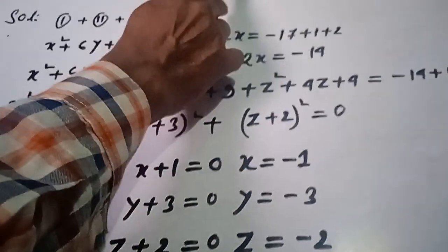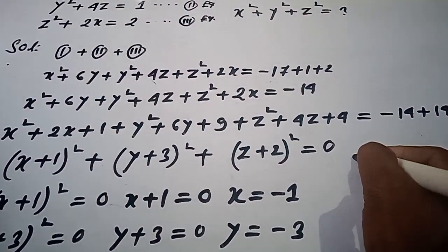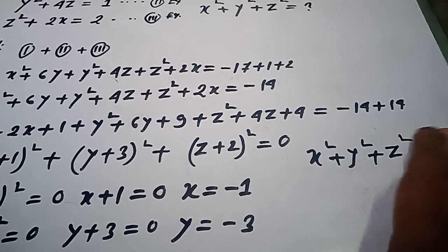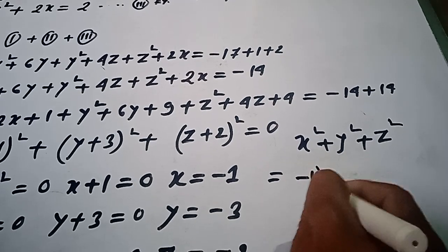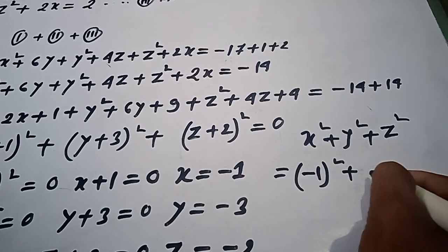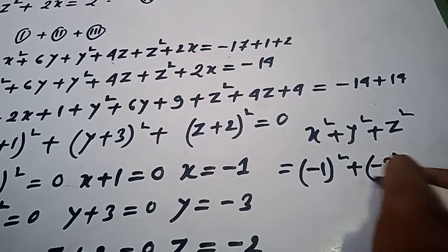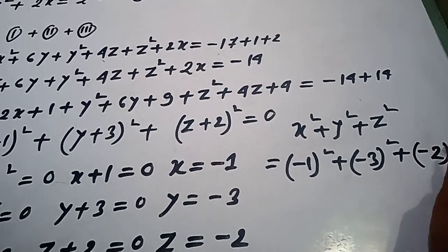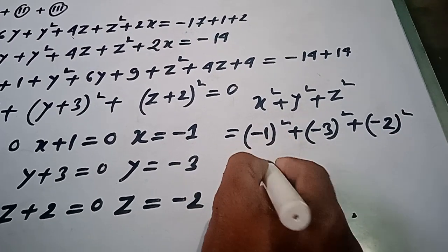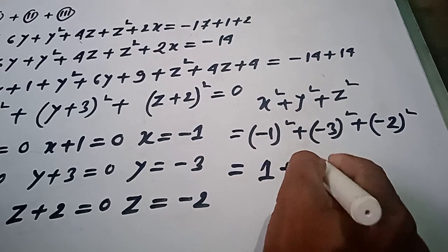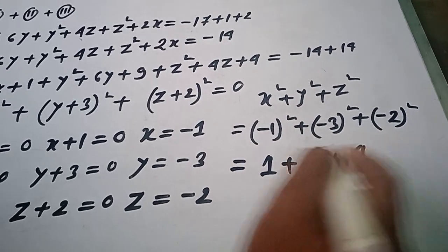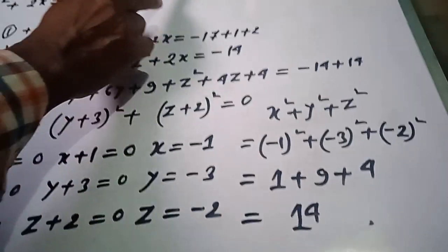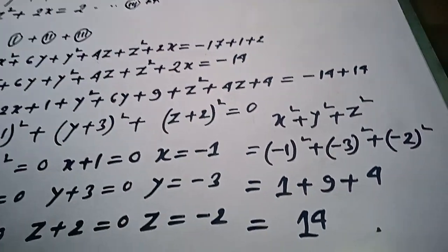Now the value of x square plus y square plus z square. Here x square plus y square plus z square is equal to minus 1 whole square plus, y is equal to minus 3, here minus 3 whole square, z is equal to minus 2, then minus 2 whole square. So here 1 plus 9 plus 4 is equal to 14. So x square plus y square plus z square is equal to 14.